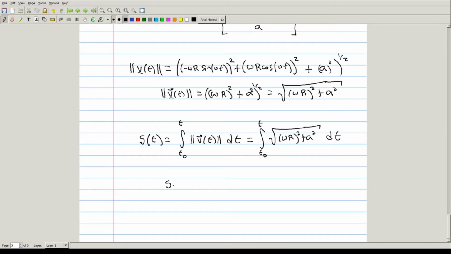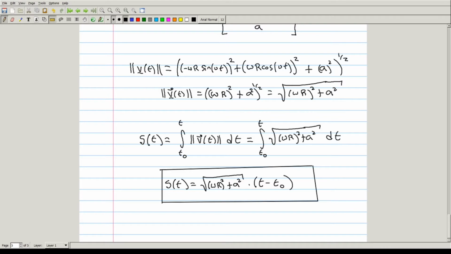And we have a very nice expression for the arc length function as a function of t: it is just the square root of omega r squared plus a squared, multiplied by t minus t naught. So in general, this would be how you would compute arc length between two parameter values on the helix. You have to put in your value of a, the rate of growth along the z-axis, your radius of the helix, and your value of omega, which is the frequency that it's spinning around.